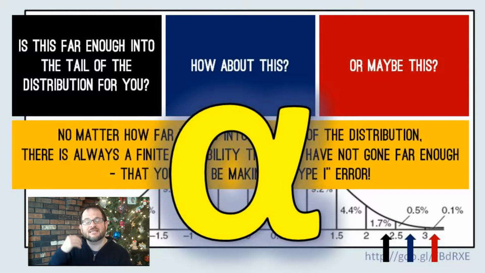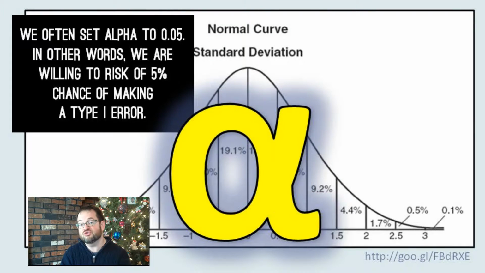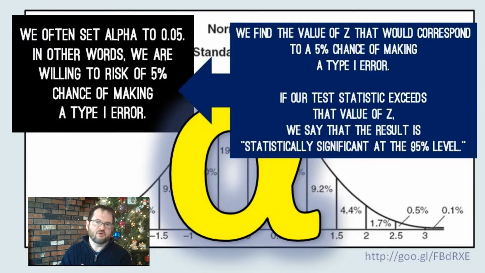Now, alpha is something you typically set when you're designing your experiment. When we do our hypothesis test, we will often set alpha. A common number is 0.05, meaning you have a 5% chance of making a type 1 error. You're willing to accept a 5% risk of making a type 1 error. This is what we often describe as being statistically significant at the 95% level. We're 95% confident that we will be making the correct decision with regard to rejecting the null hypothesis.